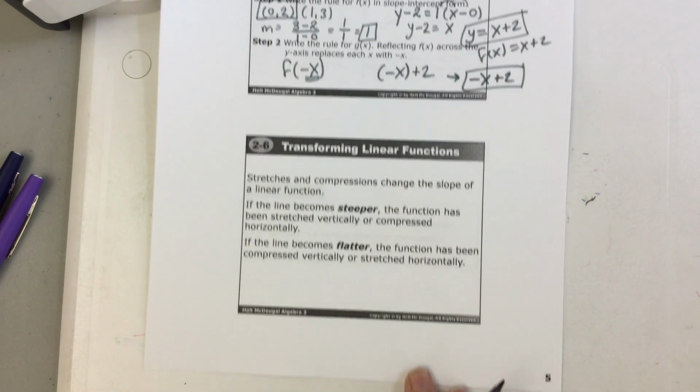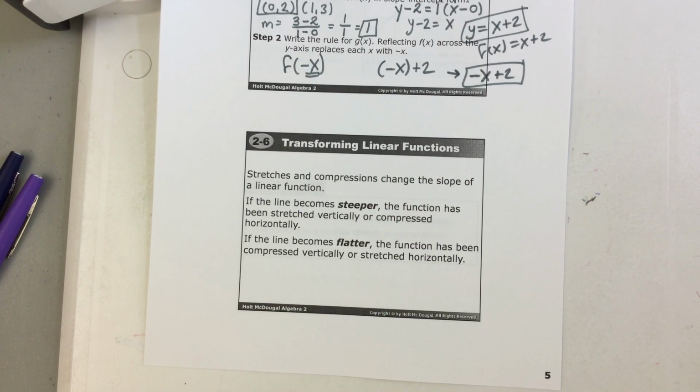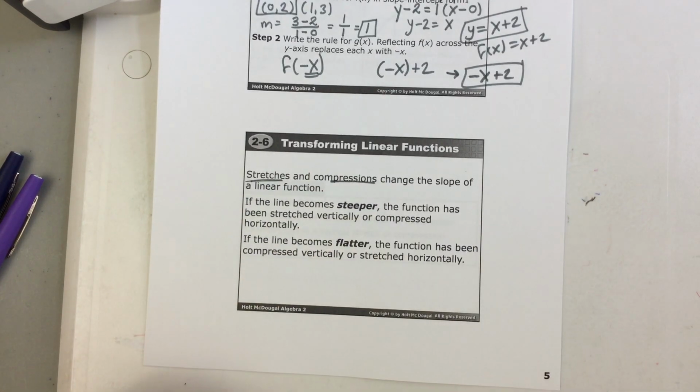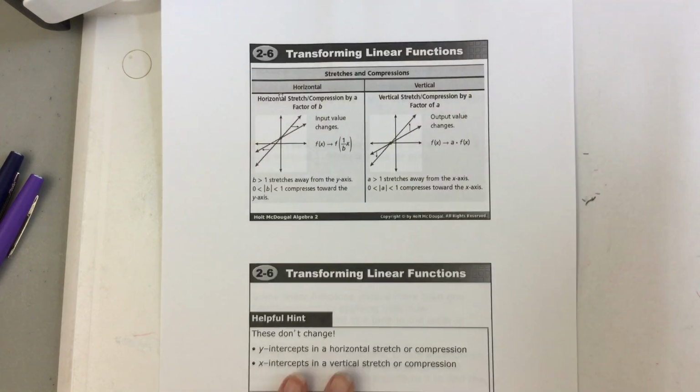Okay, so far we have taken lines, slid them up, down, left, right, flipped them over the y, so it's side to side, flipped it upside down, so it's over the x. Another thing that you can do are stretches and compressions. What happens when you're working with lines is when you do stretches and compressions, your lines can become steeper or your lines can become flatter. Let's look at some of those.